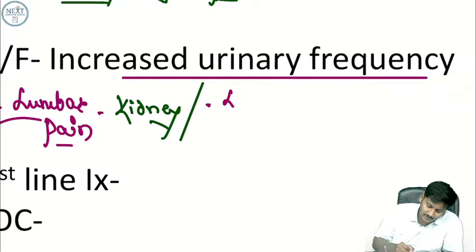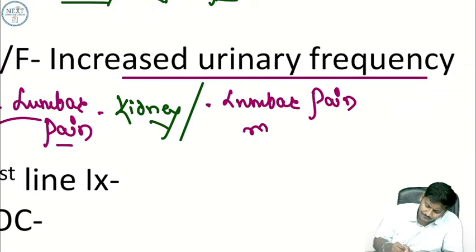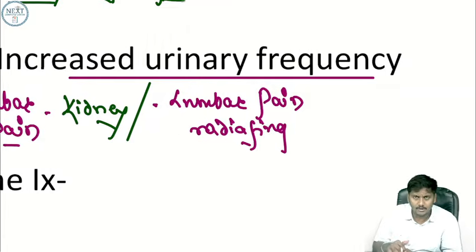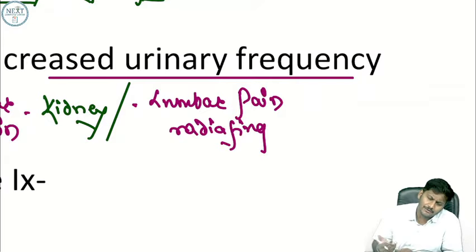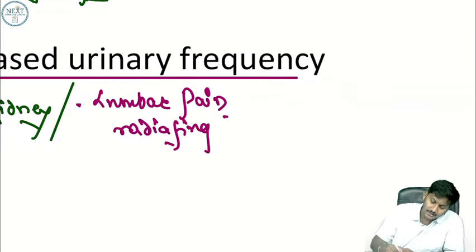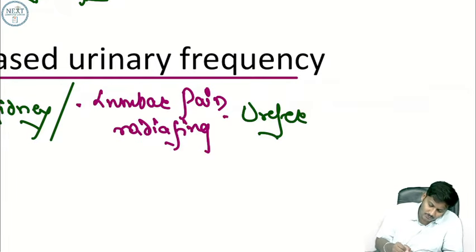Next, if the patient is having a lumbar pain but it is radiating, to which sides? Radiating to multiple sides. It can radiate to the perineum, scrotum, inner thigh, iliac fossa, anywhere. So lumbar pain radiating to the scrotum, perineum, inner thigh, iliac fossa at these sides means the stone is inside the ureter. That means it is a ureteric stone or ureteric calculi. So whenever there is a stone in the ureter, the patient has a lumbar pain radiating to different sides.